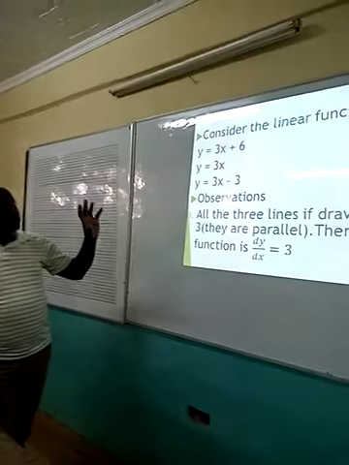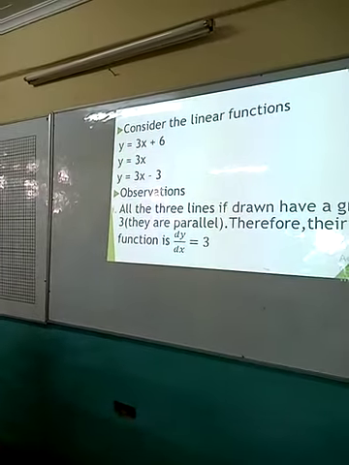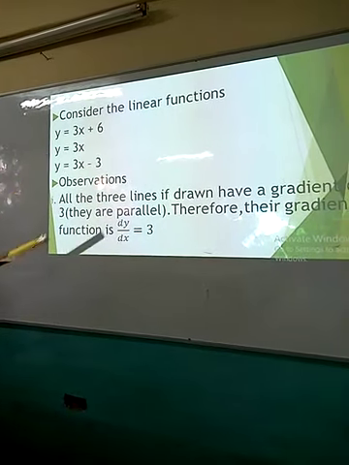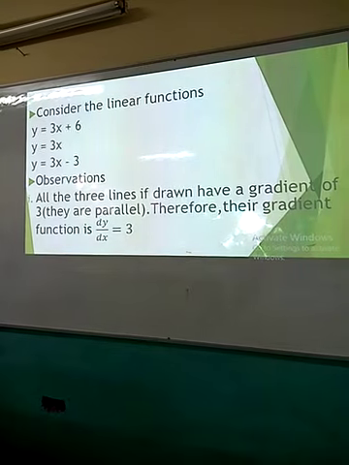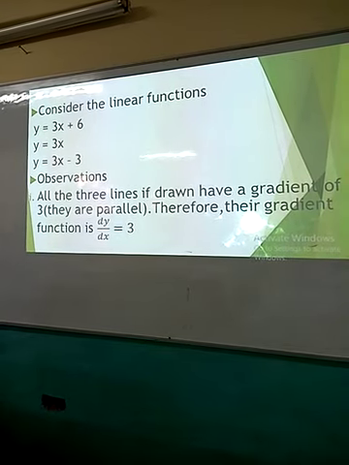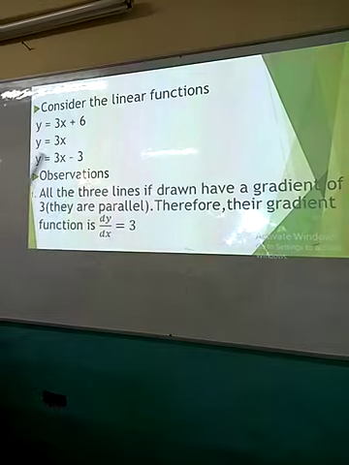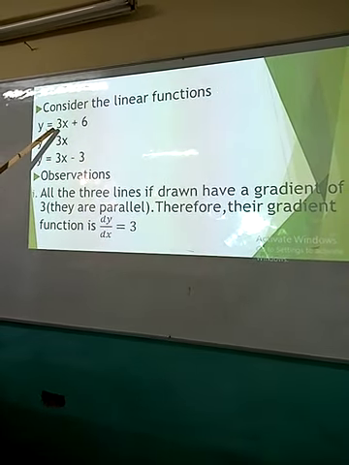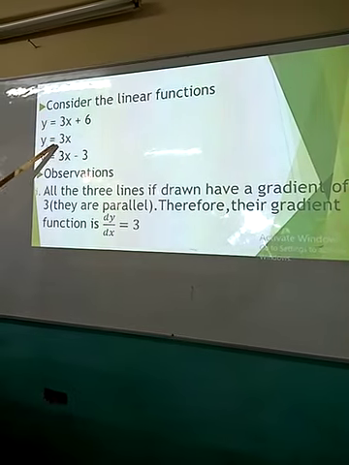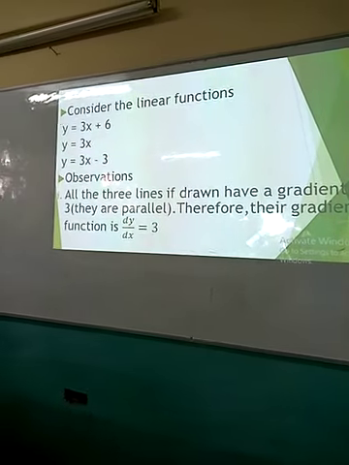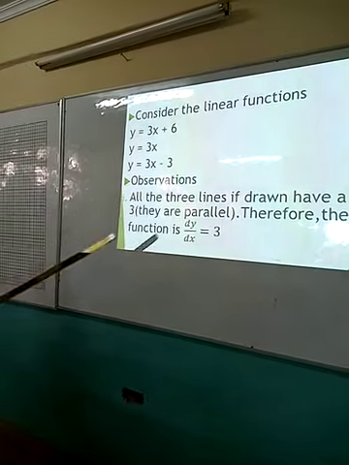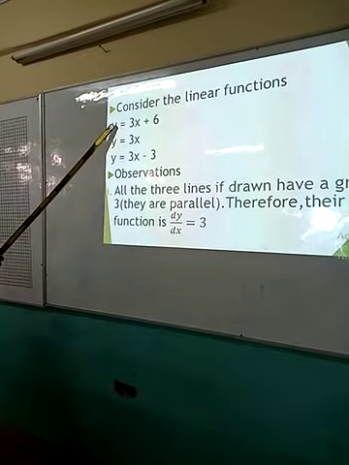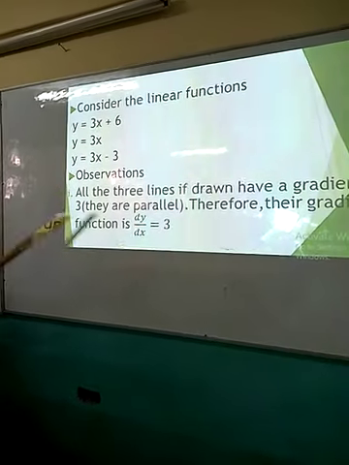If you look at these 3 equations, if drawn, they are all graphs of straight lines. And all the 3 lines, if drawn, have a gradient of 3 that you can see from the coefficient of x. Each of them has a gradient of 3, you can see. We can therefore say that dy dx for each of these functions is 3.